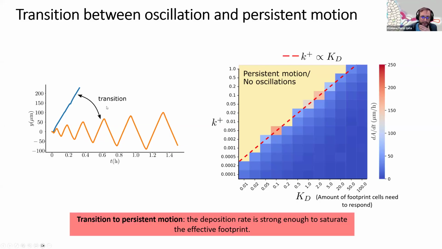So we have these two types of motility behaviors, oscillations and persistent motion. And we have these transitions that are controlled by how fast the cell is able to secrete the footprint, but also by this KD parameter, that's basically what defines the amount of footprint the cell needs to respond. So this is the buffer of the footprint that the cell needs to respond. And so we can build this transition phase diagram between oscillation and persistent motion, and we can see that the transition happens over this line where the secretion rate is proportional to this KD parameter.